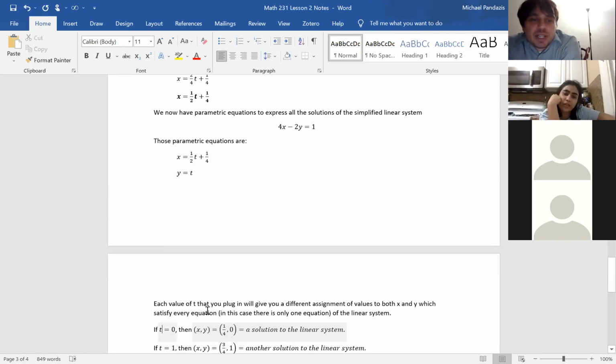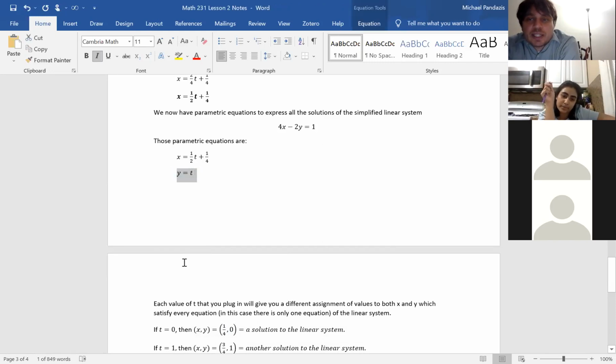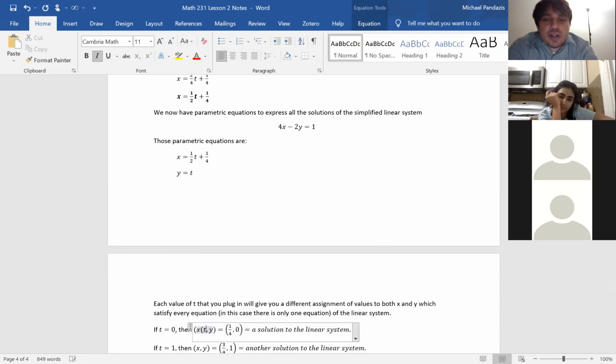So let's say t equals 0. The first coordinate is x when t is 0, and the second coordinate is y when t is 0. So when t is 0, what is x? Then it's 1/4. Good. And when t is 0, what is y? 0. So that's why it's 1/4 comma 0 if t is 0. Okay. Makes sense?